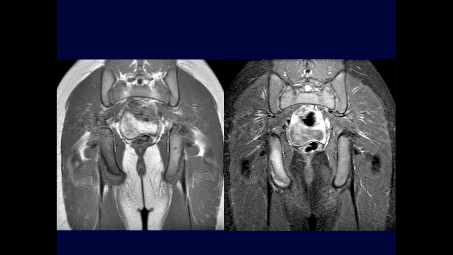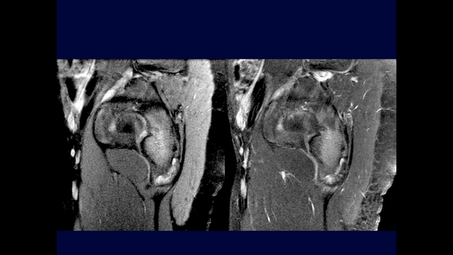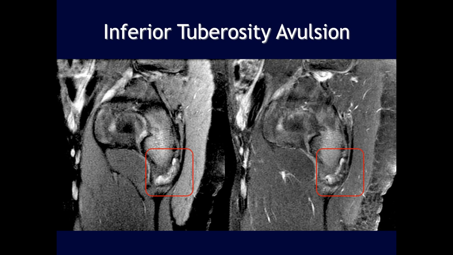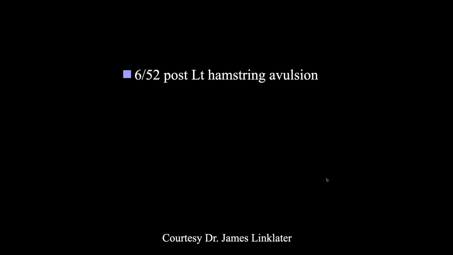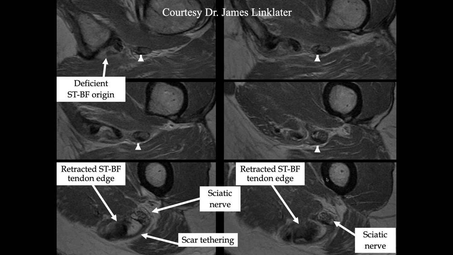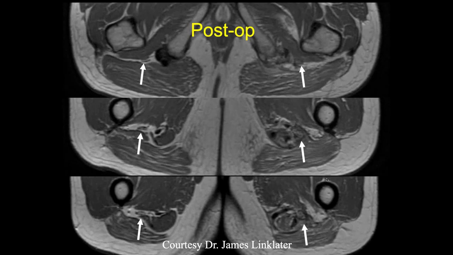Okay, so we see markedly increased STIR signal within that right ischium, as well as some fluid at the interface of the hamstring attachment. So I'm wondering if this is kind of chronic avulsion changes. Yeah, traction. This needs rest. I wouldn't operate on that. It just shows more hamstring.